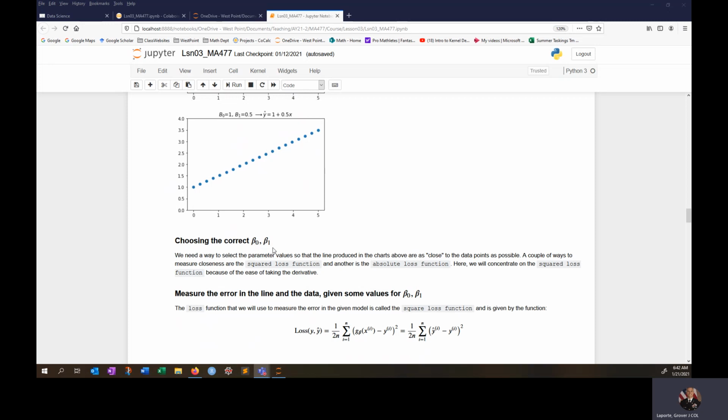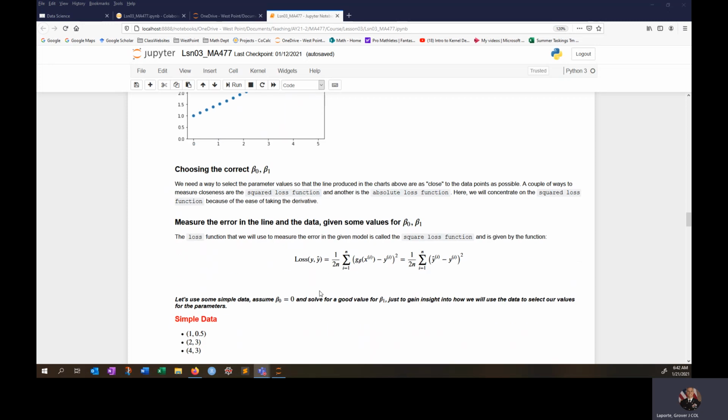All right, choosing the correct beta 0 and beta 1. That's the whole purpose of this lesson. We talk about choosing a cost function or a loss function. So the loss function here is going to be this function where all I do is take 1 over 2 times n. Remember what n is, the number of data points that we have. And then we're going to sum all of those in this function. Give me a beta 0 and beta 1 and the x value, and I'm going to put it in here, and that'll give me y hat, basically. And then I subtract the difference between them and square it, right?